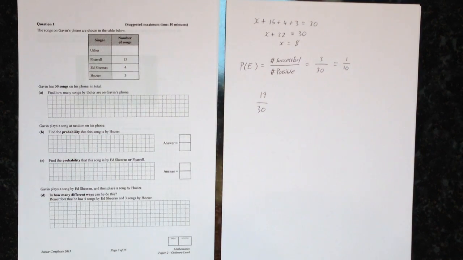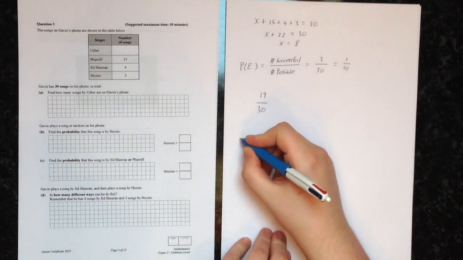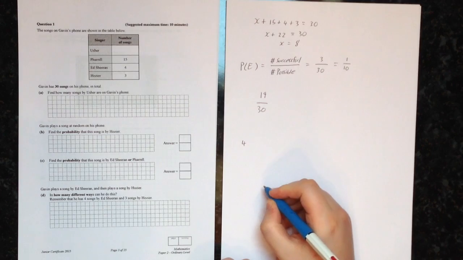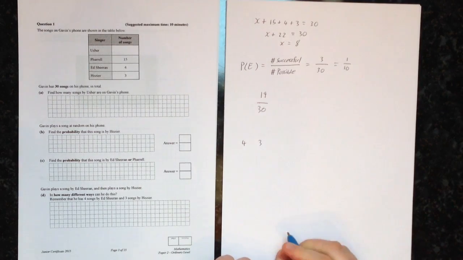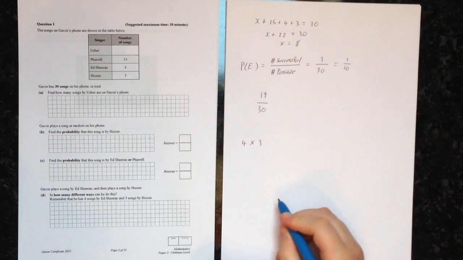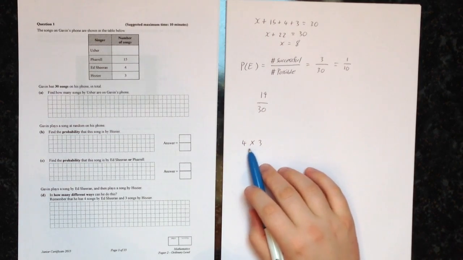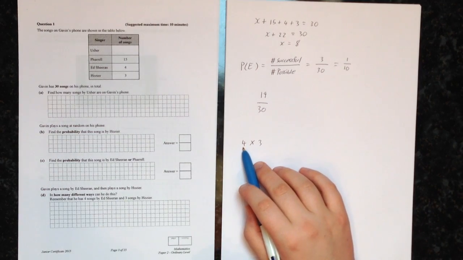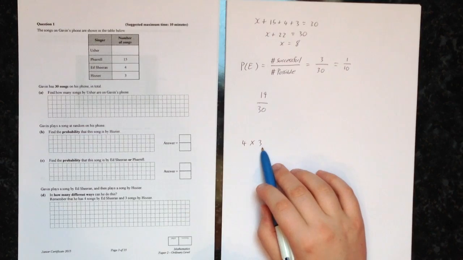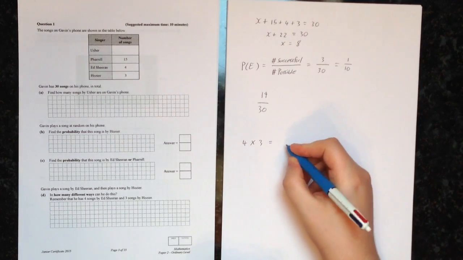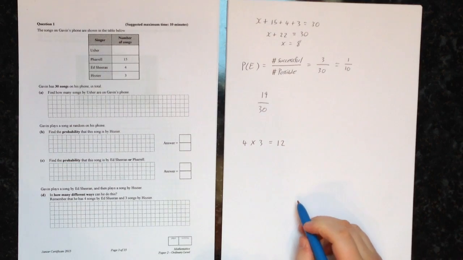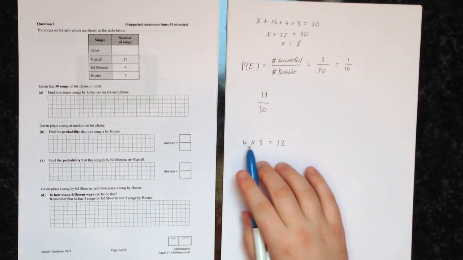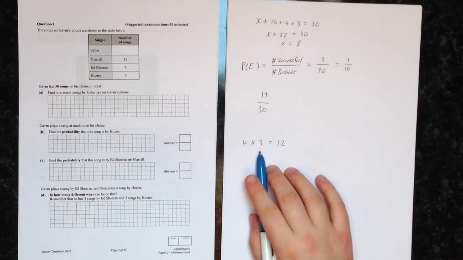Gavin plays a song by Ed Sheeran and then plays a song by Hozier. In how many different ways can he do this? He has 4 songs by Ed Sheeran and 3 songs by Hozier. So the number of ways he can play a song by Ed Sheeran and then Hozier is 4 multiplied by 3, the number of songs by Ed Sheeran multiplied by the number of songs by Hozier. So 4 times 3 is equal to 12. There are 12 different ways Gavin can play a song by Ed Sheeran and then a song by Hozier.